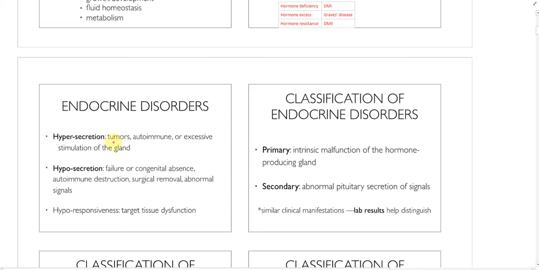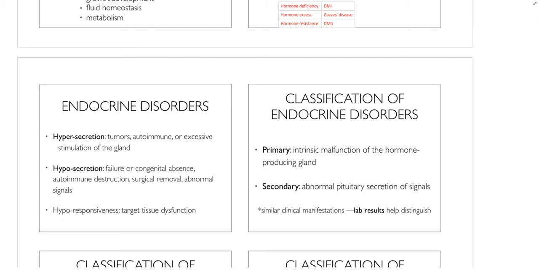Hypersecretion can come from tumors, autoimmune diseases, or excessive stimulation of the gland. Hyposecretion can occur from a failure or congenital absence, autoimmune destruction, surgical removal, and abnormal signals. And hyporesponsiveness is a tissue or target dysfunction.